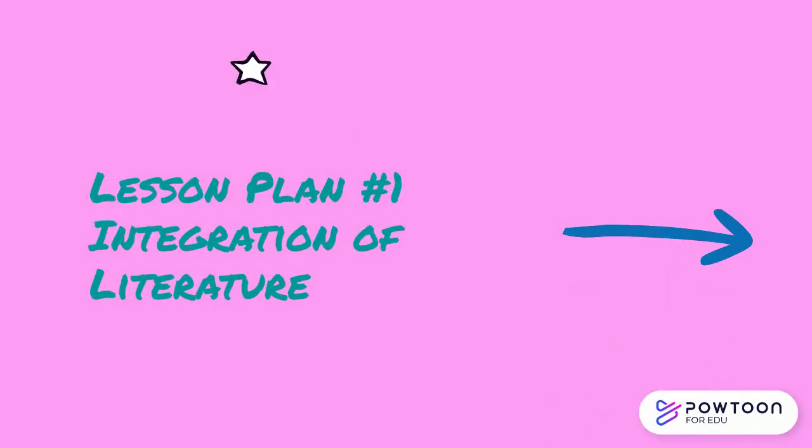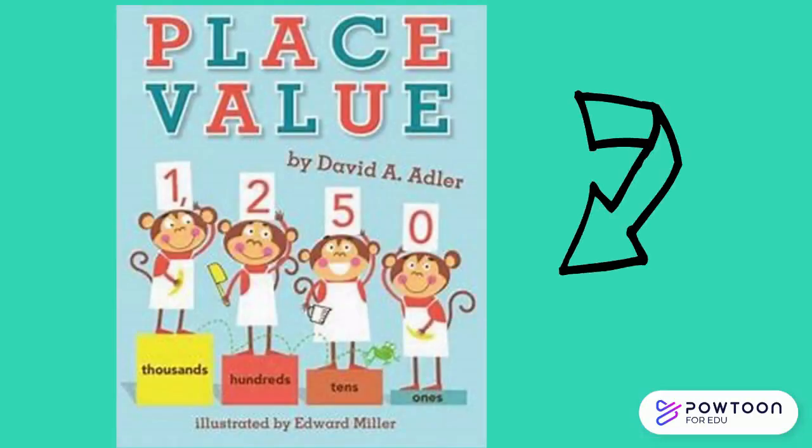Lesson plan number 1, integration of literature. We will begin by reading the book Place Value by David Adler, which is a fun book about monkeys baking the biggest banana cupcake ever. Students need to get the amounts and the recipes correct. For instance, the book shows the difference between 216 eggs versus 621 eggs, and it shows how place value matters.